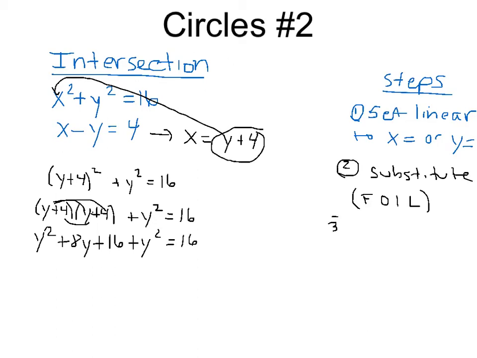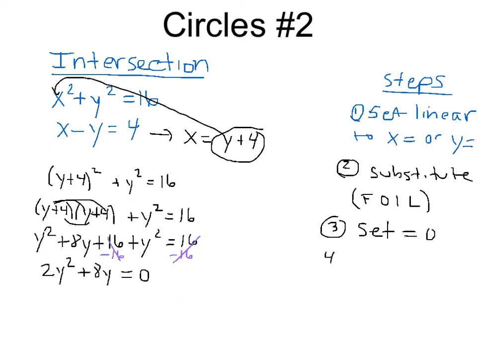Next thing we want to do is set equal to 0. So we're going to combine like terms and subtract the 16 over. If we combine our y squareds, we get 2y squared, plus 8y. And if we subtract 16, that 16 actually cancels out, which is quite nice. So that would equal 0.